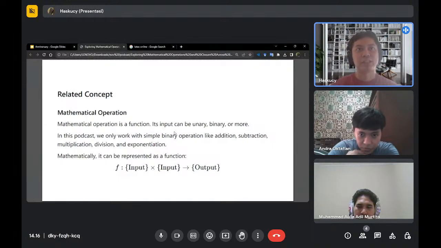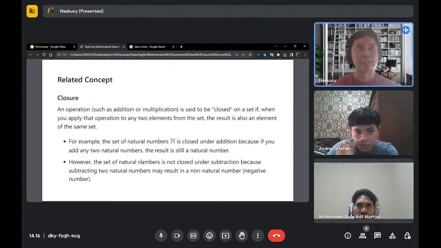Mathematical operation is a function, basically, but its input can be unary, binary, and more. In this podcast, I'm going to show just binary operations: addition, subtraction, multiplication, division, and exponentiation. Binary means you have two inputs outputting one value, basically. That's fair, right? I mean, closure.